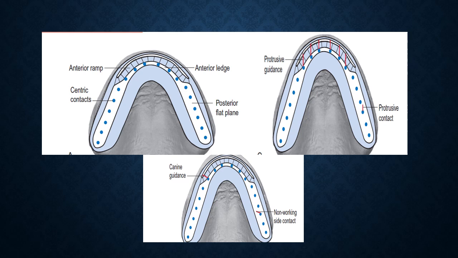So briefly, in centric relation, all the contact will be on the flat surface posteriorly and on the anterior ledge anteriorly. In case of a protrusion, the contact will be only on the ramp anteriorly, and posteriorly there will be disocclusion. And also in case of working contact, the canine will guide on the ramp, and any non-working side contact should be eliminated.